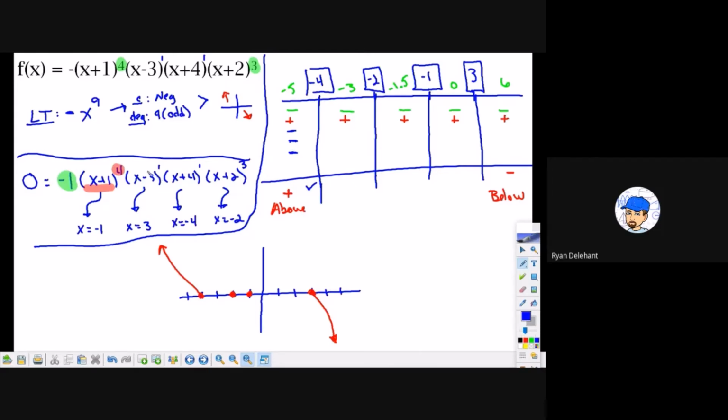So -3 minus 3 is a negative. -3 plus 4 is a positive. And -3 plus 2 is a negative. We have an odd number of negatives in that, so that makes it overall negative, which tells me it's going to be below. So I can actually come in here on the graph. Between -4 and -2, my graph will be below.